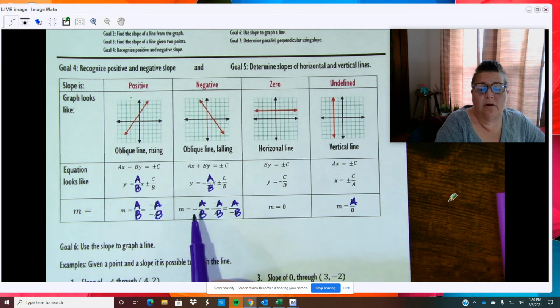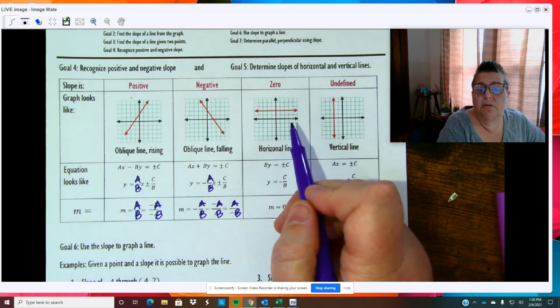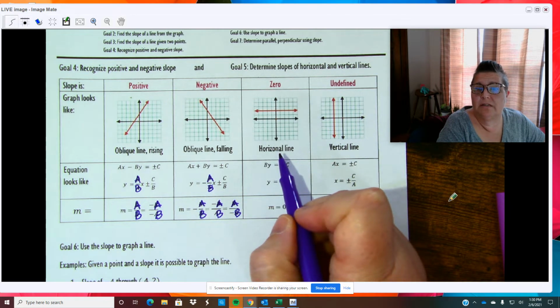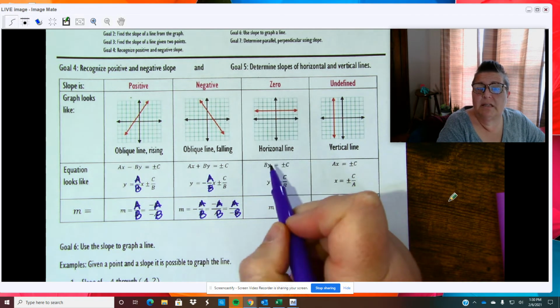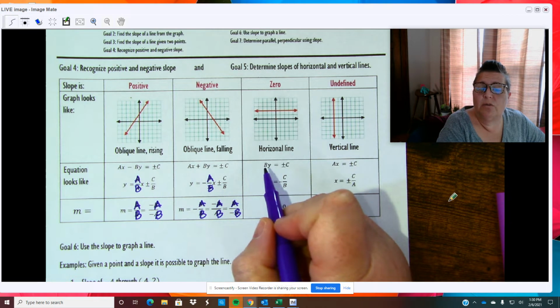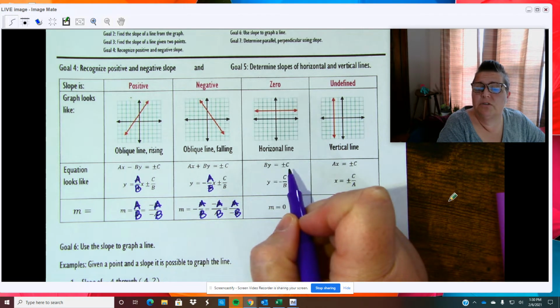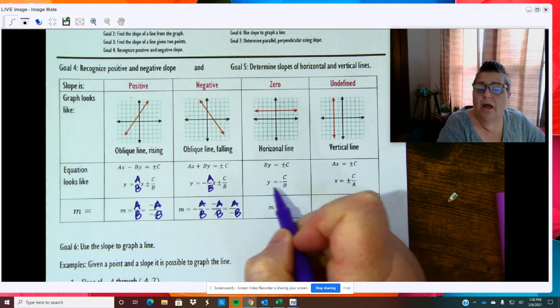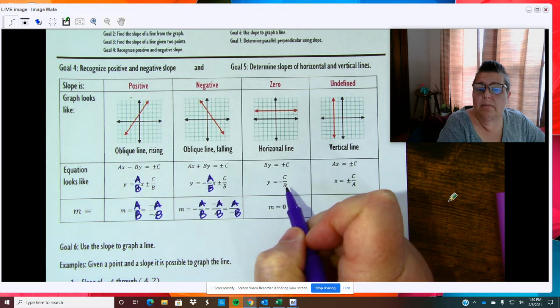It could be in front of the whole thing. It can be with the a. It can be with the b. It could be any one of those places, and that's perfectly fine. A zero slope only occurs with a horizontal line. We talked about this just for a minute before. It will look like some by is equal to a c, or your y will be a negative c over b.